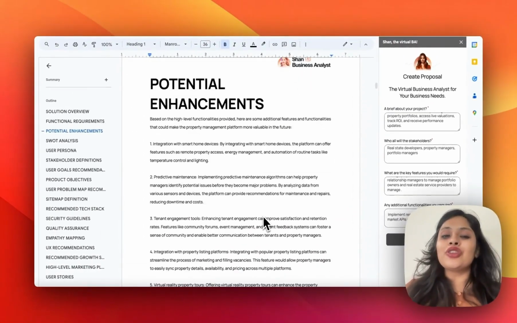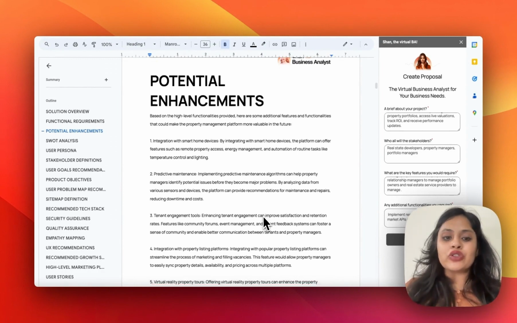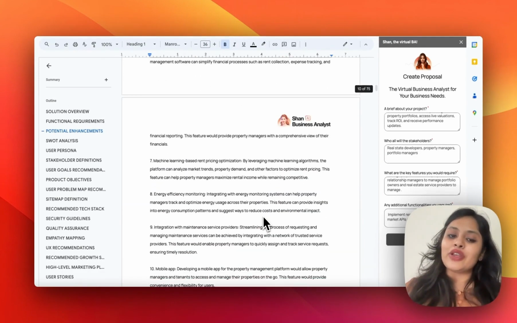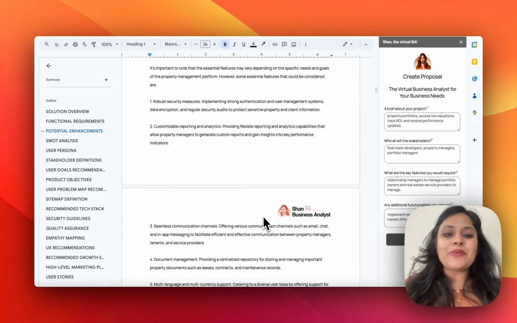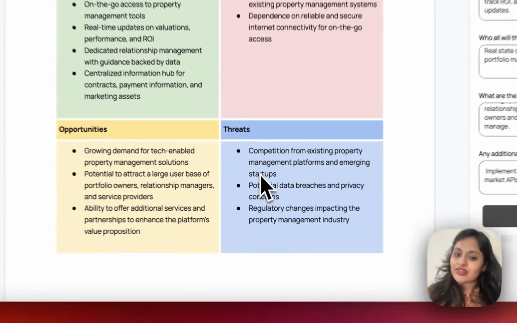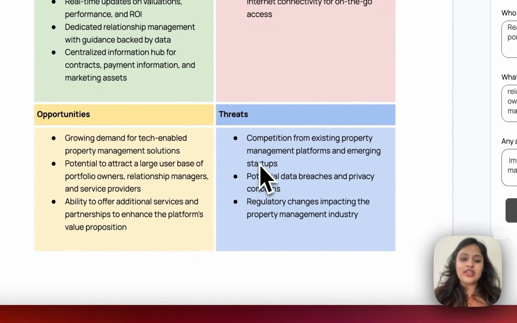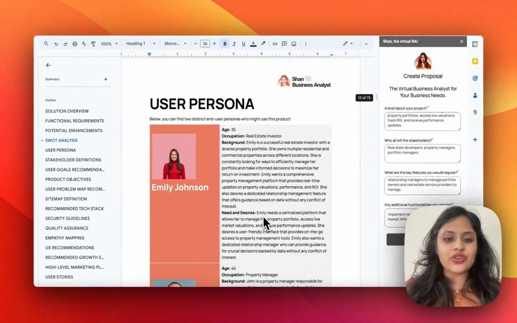So these are some of the things that you would usually sit with either a co-founder, or a team of product people to figure out, and now you don't have to anymore thanks to Shan AI. So these are potential enhancements that are listed. It also provides a SWOT analysis of the product that you're building. It really does consider the market while it's doing the SWOT analysis, so you don't have to worry about that.